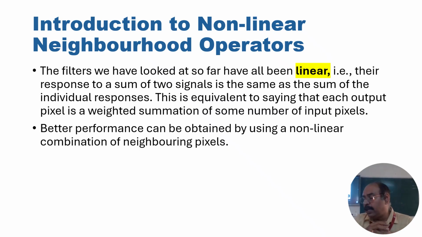So let me introduce to you, the filters we have looked at so far have all been linear. So we have really understood two types of linear filters, the convolution operation and the correlation operation, in which you are going to blur an image or sharpen an image and so on. That means the response to a sum of two signals is the same as the sum of individual responses.